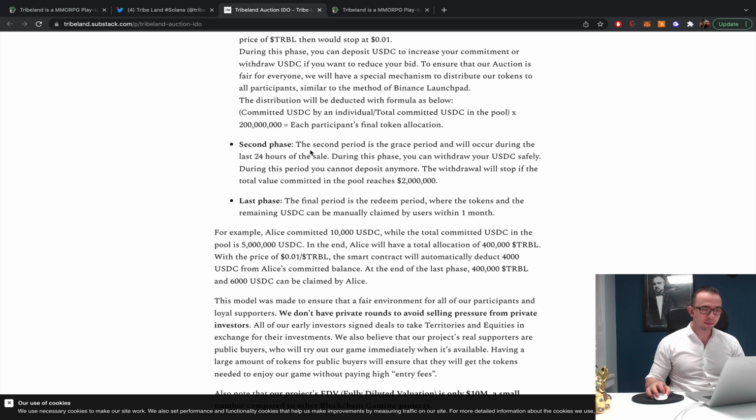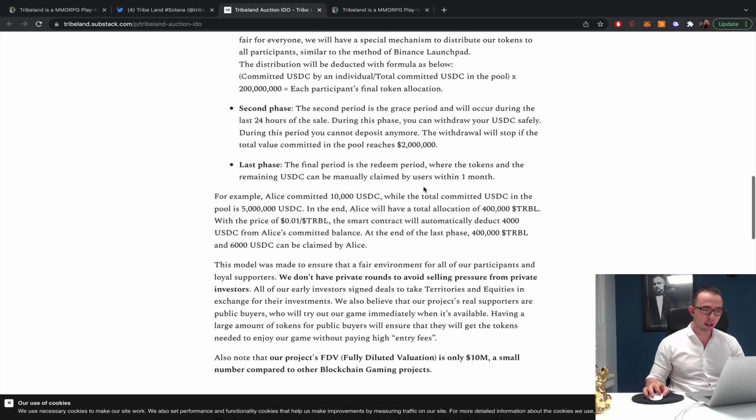The second phase is the grace period and will occur during the last 24 hours of the sale. During this phase, you can withdraw USDC safely. During this period, you cannot deposit anymore. The withdrawal will stop if the total value committed in the pool reaches 2 million. Final phase. The final period is the redeem period, where the token and the remaining USDC can be manually claimed by the user within 1 month.